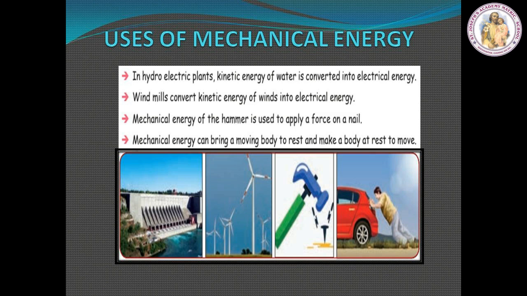Uses of mechanical energy. Mechanical energy can be used to do many works. Some of them are given below. In hydroelectric plants, kinetic energy of water is converted into electrical energy. Windmills convert kinetic energy of winds into electrical energy. Mechanical energy of the hammer is used to apply a force on a nail. Mechanical energy can bring a moving body to rest and make a body at rest to move.